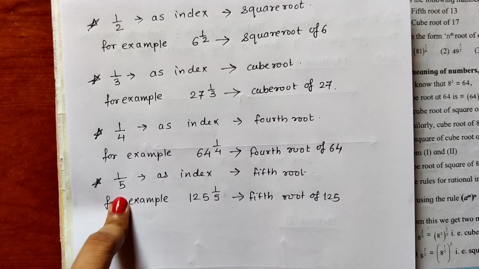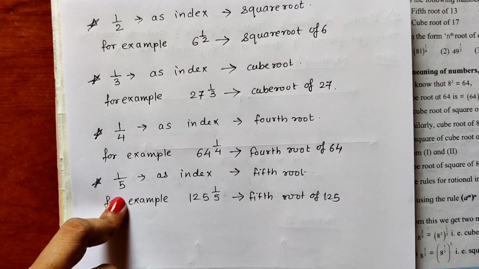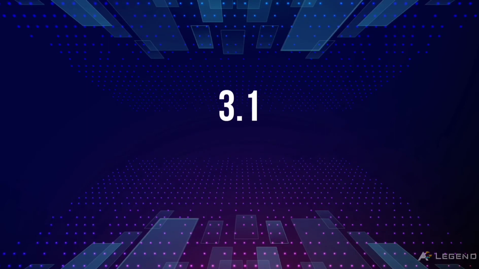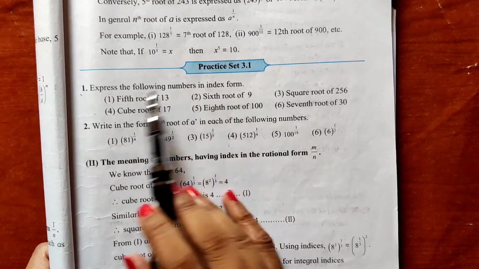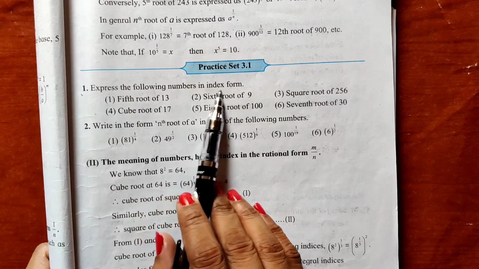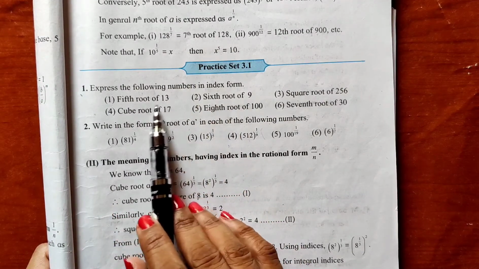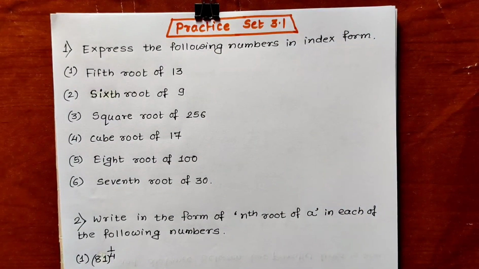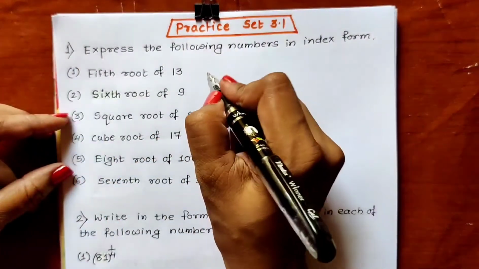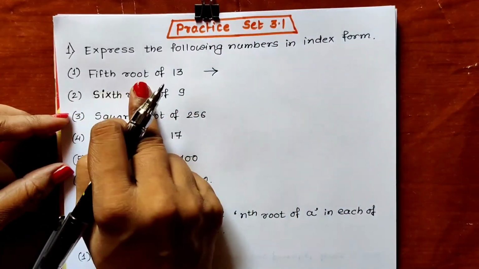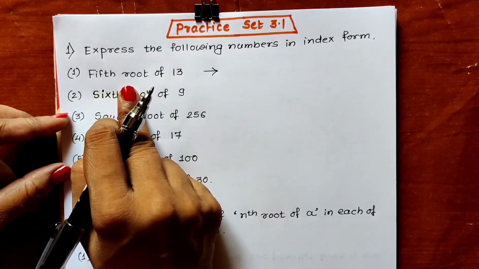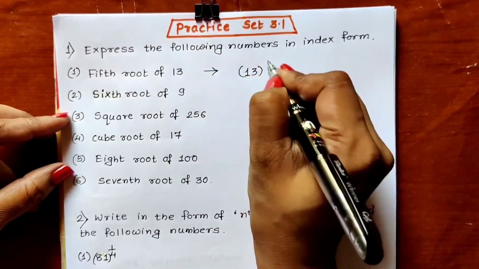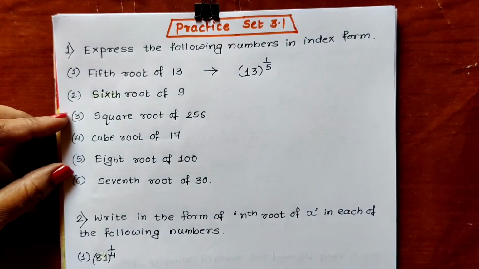So let us see how to write the answers for questions from practice set 3.1. Now let's start practice set 3.1. Question number 1 is: express the following numbers in the index form. We have to express these given numbers in the index form. First question is fifth root of 13. Fifth root means the index should be 1 upon 5. So 13 is the base and the index is 1 upon 5. In this way we have to write the answer.